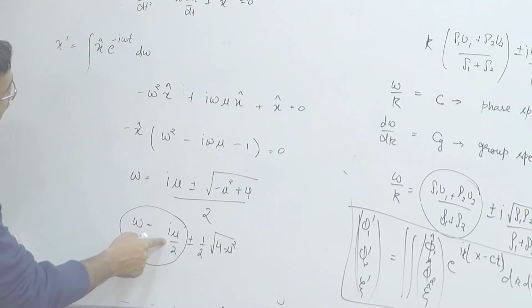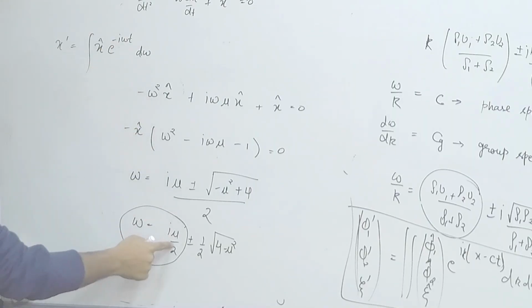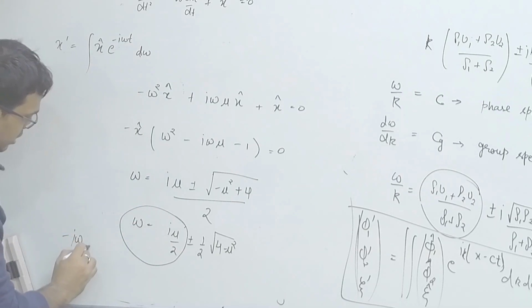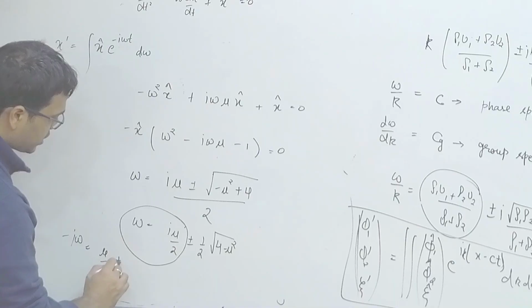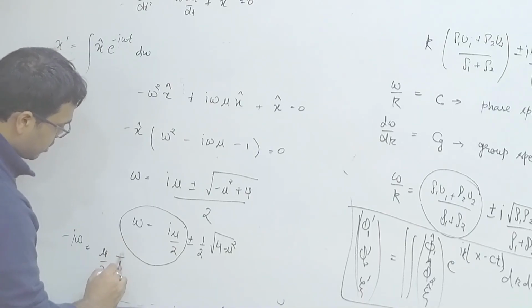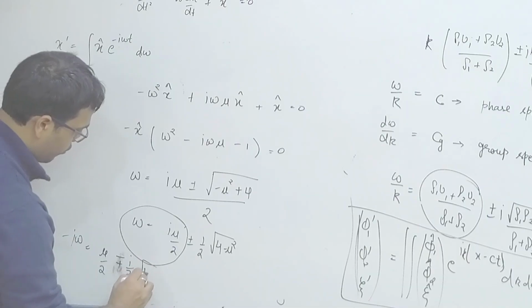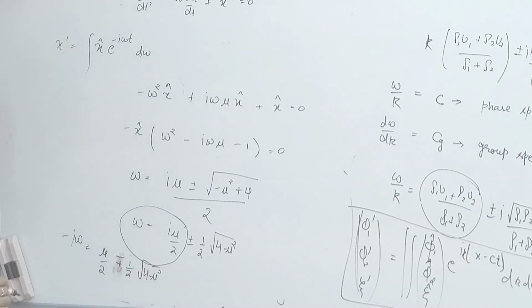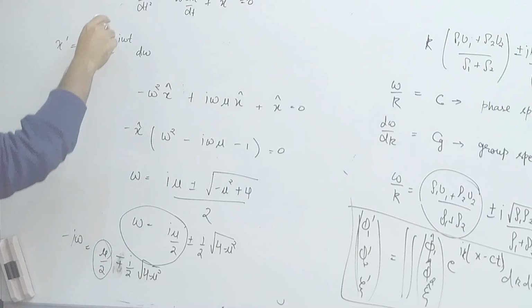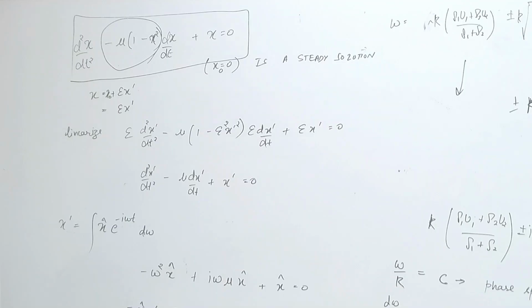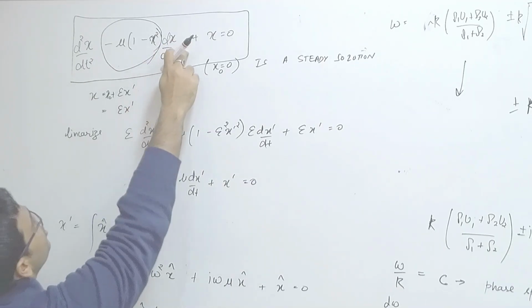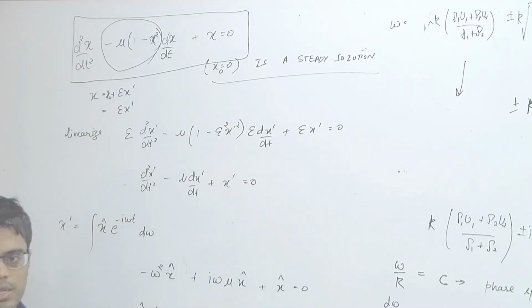So when you substitute this here, minus i omega, what is minus i omega? You multiply the minus sign here, you will get mu by 2 plus minus i by 2 square root of 4 minus mu square. Positive real part. The linear solution to this oscillator is unstable. The linearized solution of this oscillator about this base state is unstable.